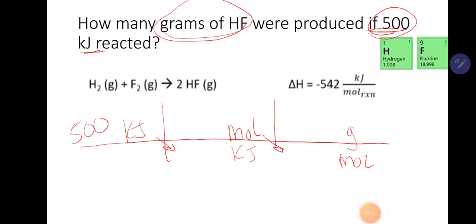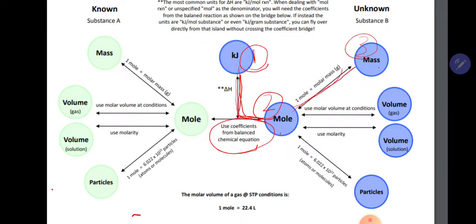So let's see, my coefficients, and looking at my balanced equation, kilojoules is 542. And moles, I'm going to use 2. Again, if I was using either one of these, I would use 1, but I'm not. I'm using 2 because I have HF. And for the last part, it says that we're going to use 1 mole is molar mass.